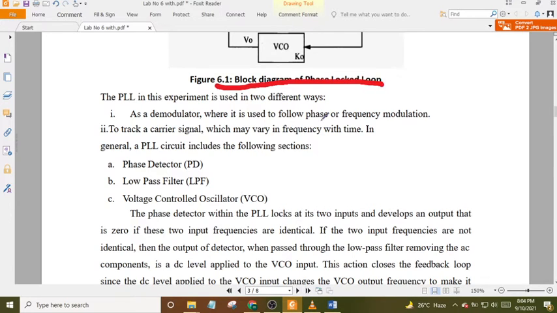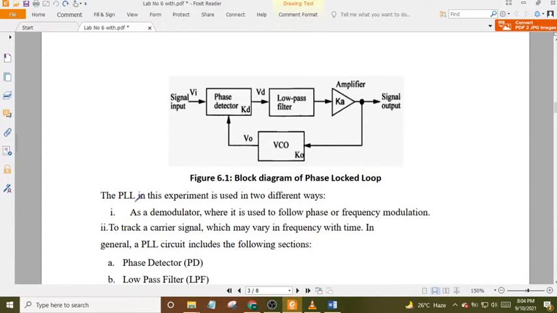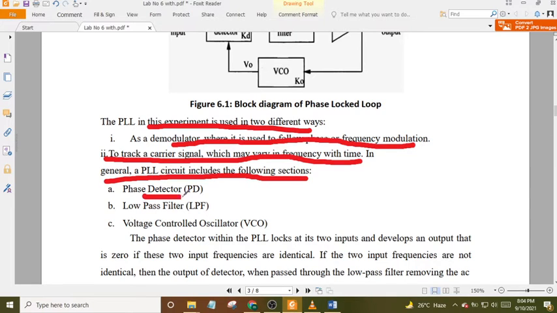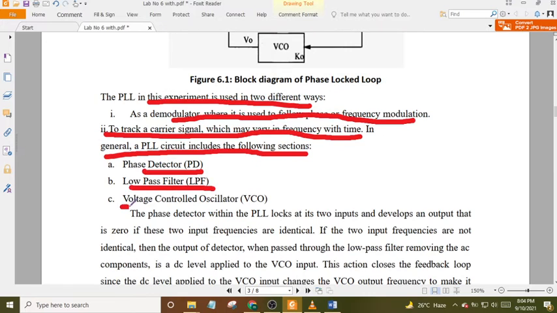The PLL in this experiment is used in two different ways. One, as a demodulator, where it is said to follow phase or frequency modulation. Two, to track a carrier signal which may vary in frequency with time. In general, a PLL circuit includes the following sections: A. Phase detector, PD, B. Low pass filter, LPF, C.